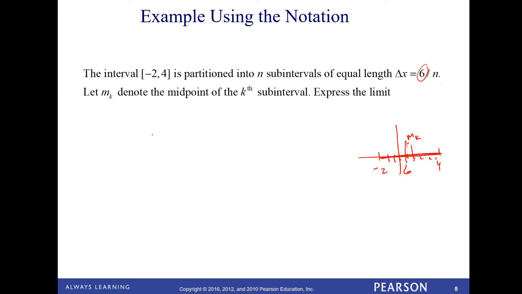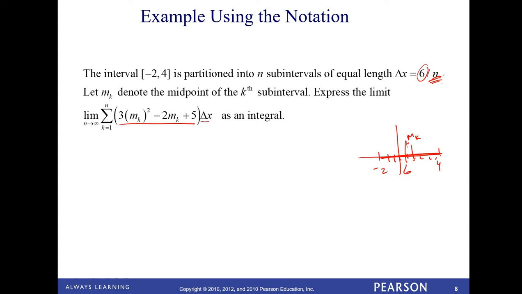Express the limit. So first, writing it as a limit: the limit as n approaches infinity, a whole bunch of divisions, and k goes from 1 to n. So n starts off as one big subdivision, then 2, then 3, then 4, then 5, until we're skinny, skinny, skinny, of the function evaluated at some random point times delta x. So there's my limit notation.